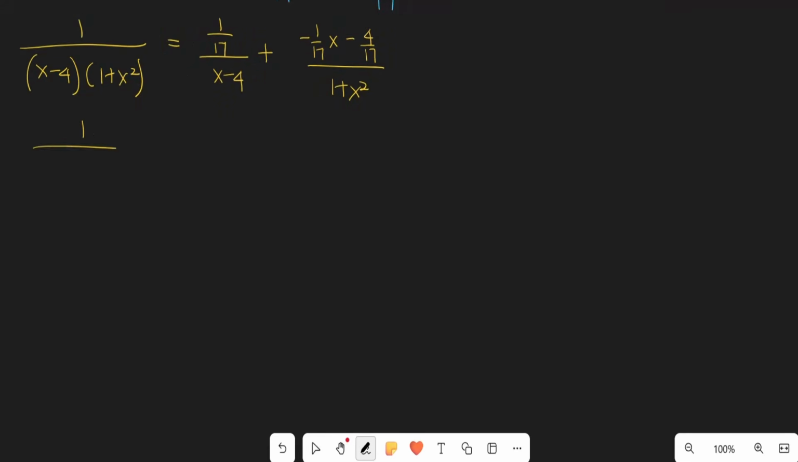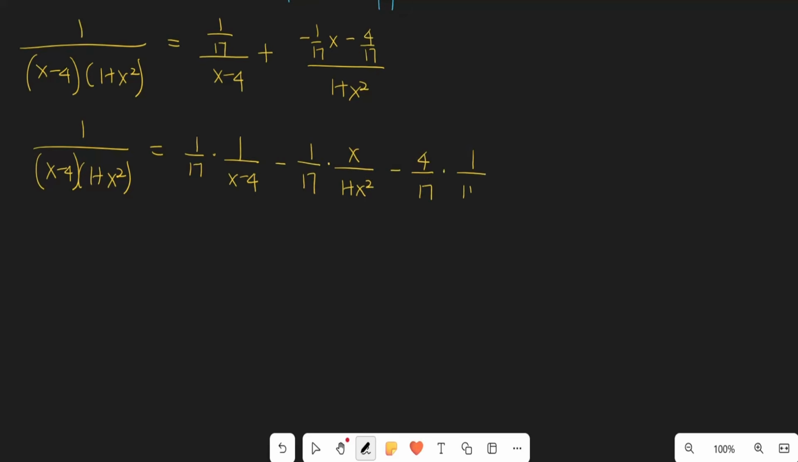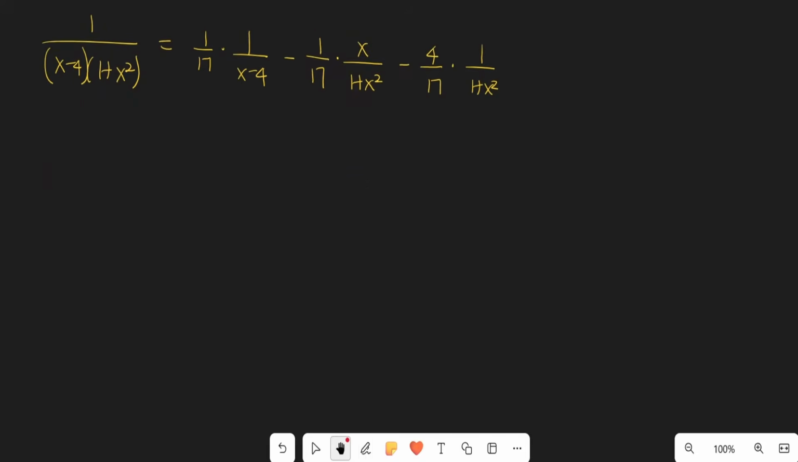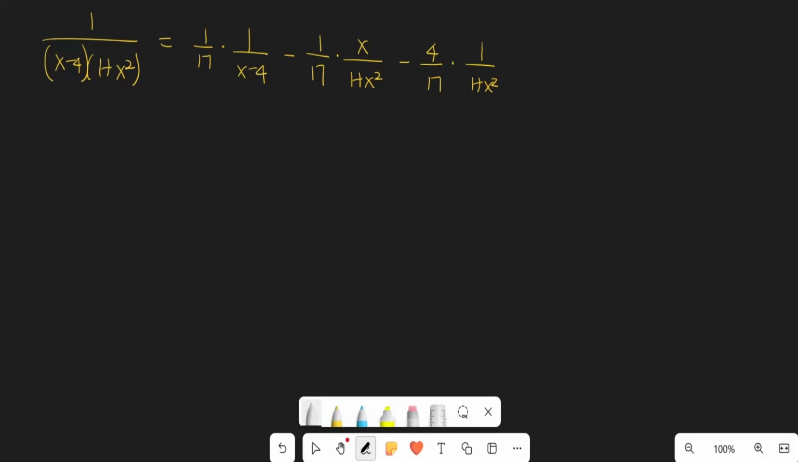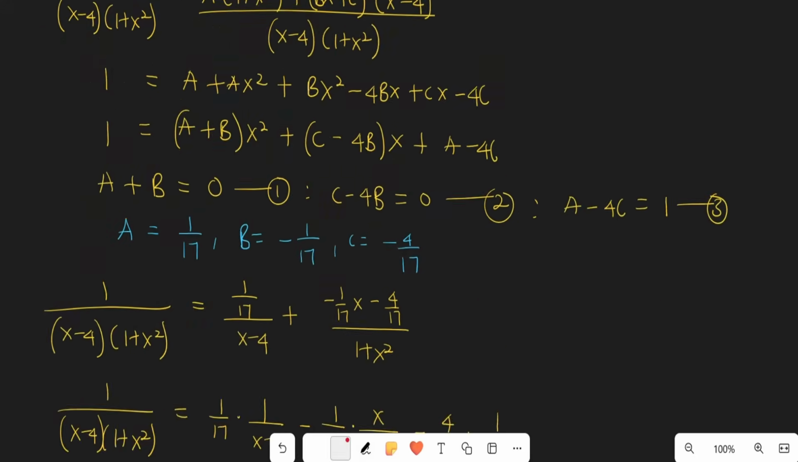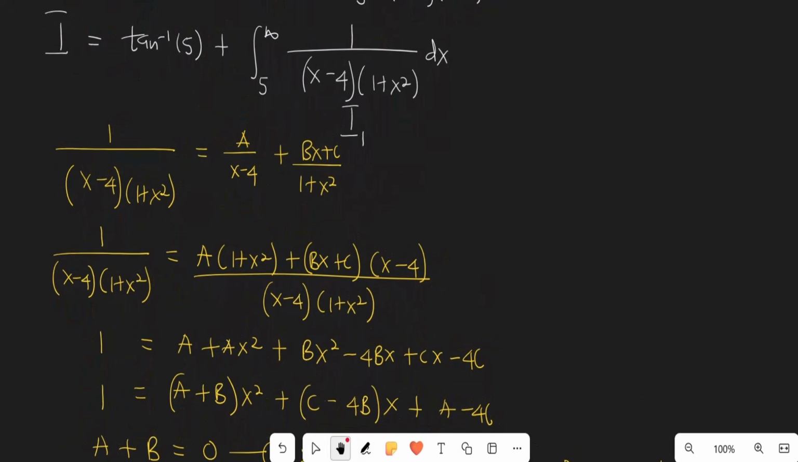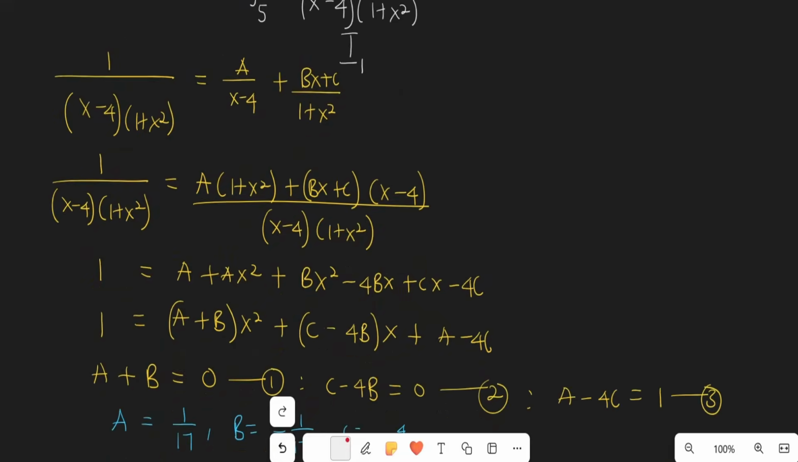So we have 1 all over x minus 4 multiplied by 1 plus x squared. This is 1 over 17 times 1 over x minus 4, minus 1 over 17 times x over 1 plus x squared, and then minus 4 over 17 multiplied by 1 over 1 plus x squared. This is how you can write our integrand. And now let's switch back and now solve the integral. So we're coming back here. So that is I.